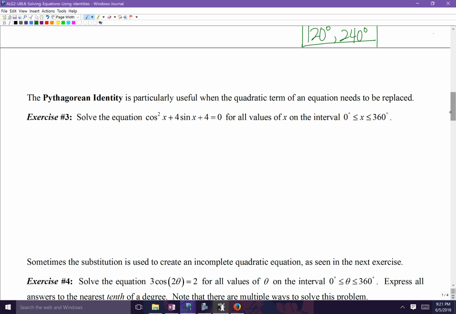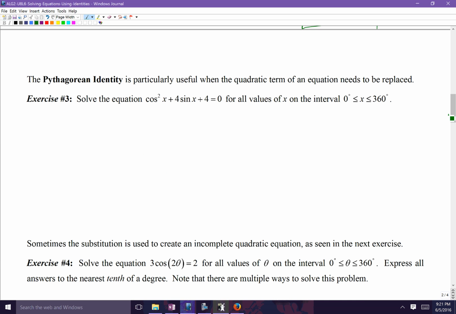Let's see. So solve the equation cosine squared x plus 4 sine x plus 4 equals 0 for all values of x on this interval. Ooh, okay, so I don't see any double angles. I don't see any cosines of 2x or sine of 2x. I do, however, see this part, this cosine squared. So I'm just going to jot down a couple things up here that I remember.